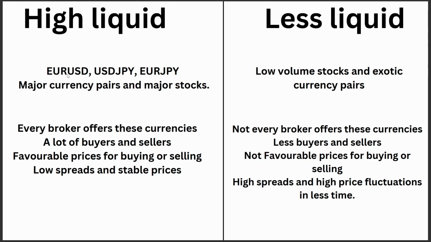So if we take the example of Euro USD, USD JPY, Euro JPY, these are the major currency pairs, and a lot of people are trading these currency pairs all the time. So whenever someone wants to buy Euro USD, there is always a seller, and the same is the case with USD JPY and Euro JPY. So the spreads between the bid and ask of these pairs are very low, and this allows a good opportunity for traders to go ahead and trade in these markets without getting their trades delayed, or not being able to buy the currency pairs at the desired prices.